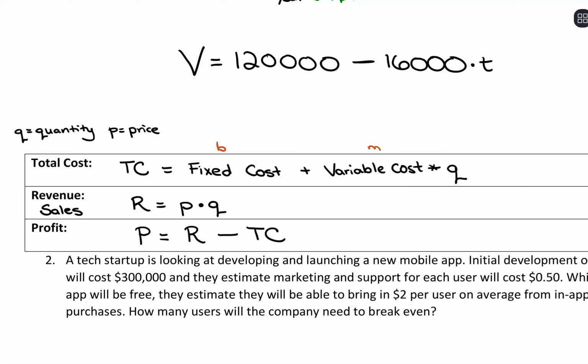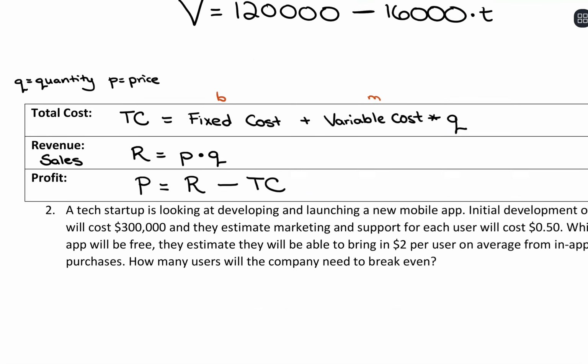Okay, so let's try this out with a word problem. We basically have 3 equations here. The total cost is going to come through with a linear equation like we've been practicing. Revenue is going to come from multiplying price and quantity. And then the profit is going to come from looking at the difference of those two.